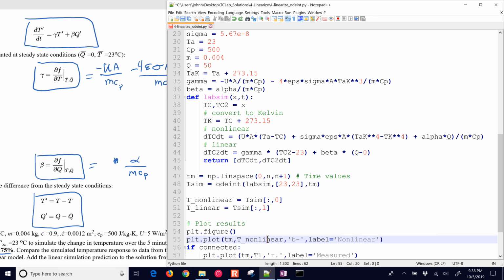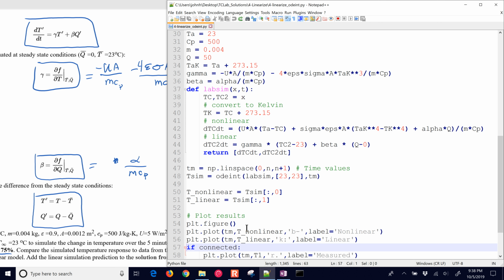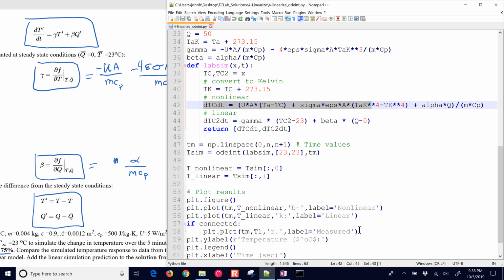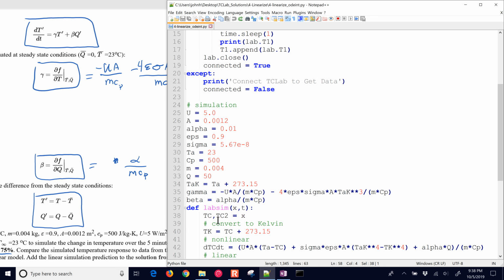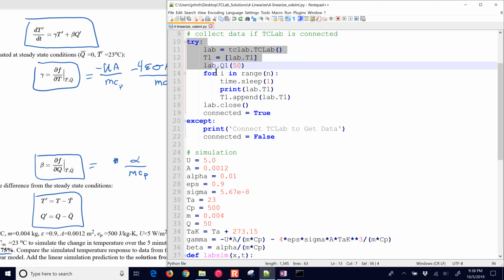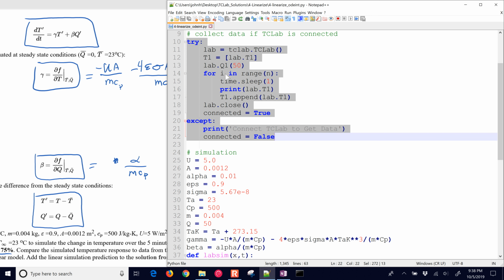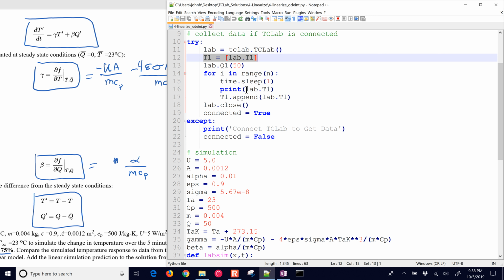Now I'm going to add my nonlinear right here to the plotting, and then my linear. Okay, so that's it. Let's go ahead and just simulate this now. Just to summarize, we have our linear differential equation and our nonlinear, and we're going to compare those with the measured values if we're connected. The measured values are the same as they were before. We're going to collect them from the Arduino by getting the T1 value, lab.T1, over and over again for 300 seconds, and then just compare that with the solution.